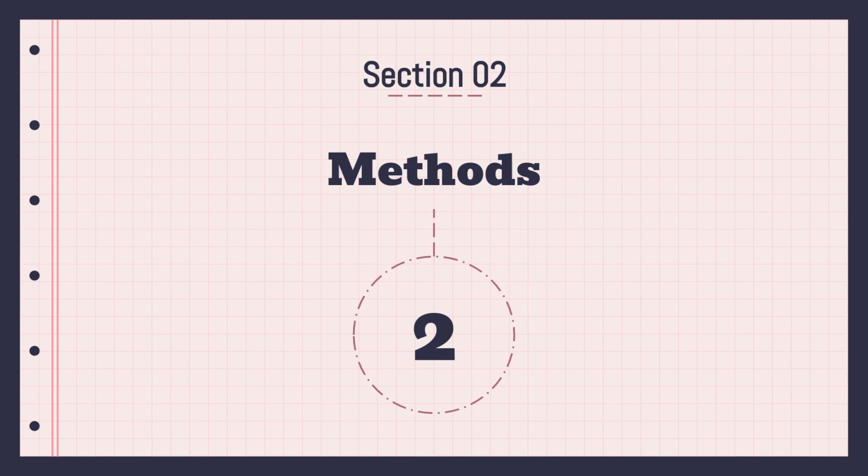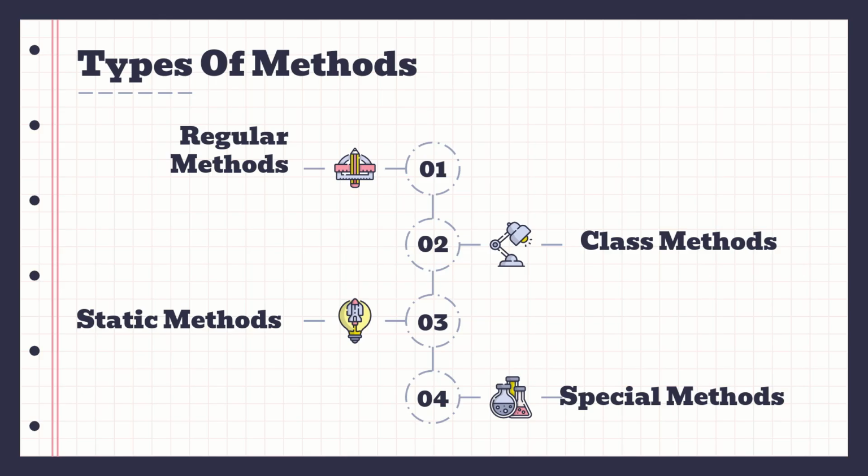Once you have looked at that, let's go on to looking at the different types of methods we have. We'll cover all of these types of methods. There are regular methods, class methods, static methods, and then special methods. So let's take a look at one of the special methods known as a constructor. Let's take a look at what a constructor is.